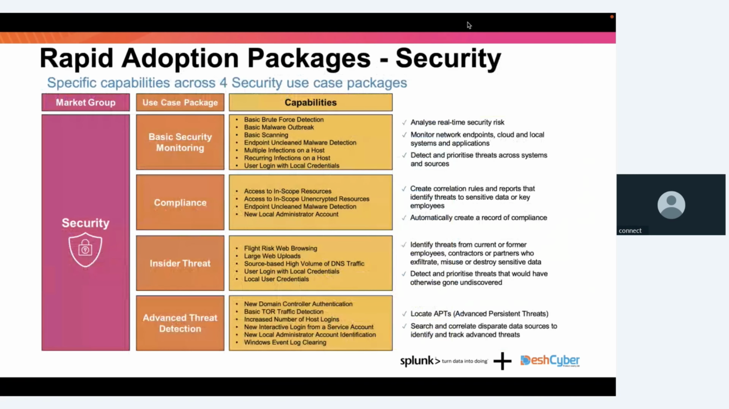So here is a basic layout. My left side arrow is pointing to security, which has a use case, basic security monitor. What does it cover? It covers brute force detection, malware outbreak. It does basic scanning, endpoint, unclean malware detection. The compliance package goes to access to scoped resources.